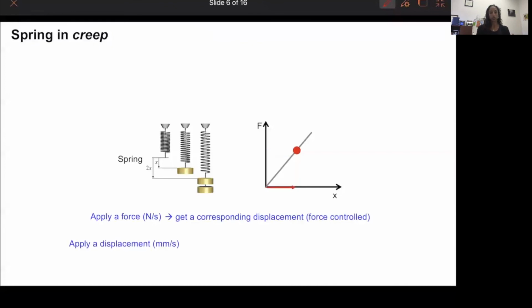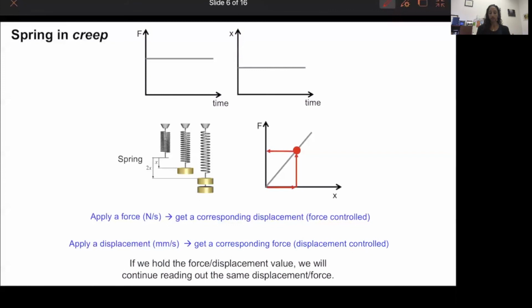Similarly, on the Instron, or the MTS, whatever our mechanical testing device is, we could tell the machine to move to a certain displacement at a certain rate of millimeters per second, and our output would be a force, and we would call this displacement controlled. And so if we were to hold this force or this displacement for a period of time, we're going to see the same output reading from a linear elastic material. Nothing will change over time. So it's a relatively boring experiment to run. It should be.